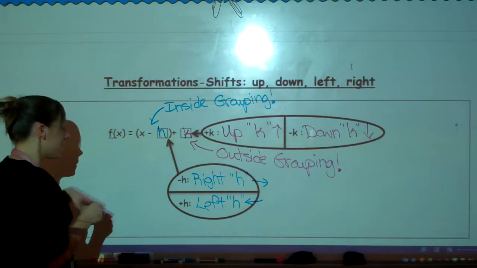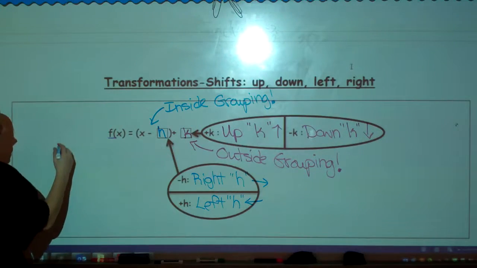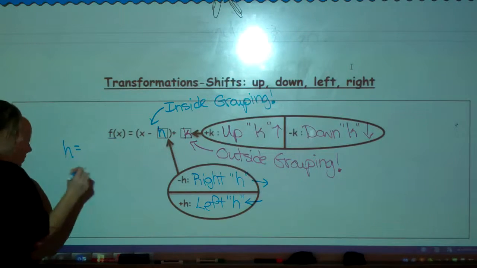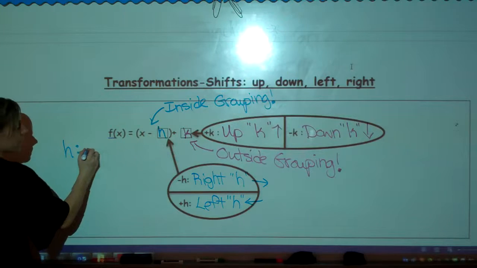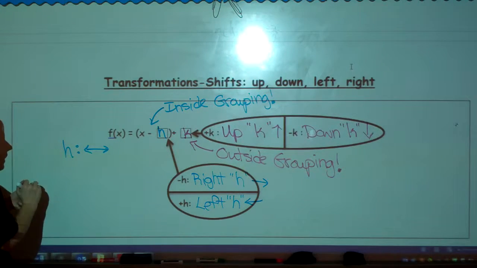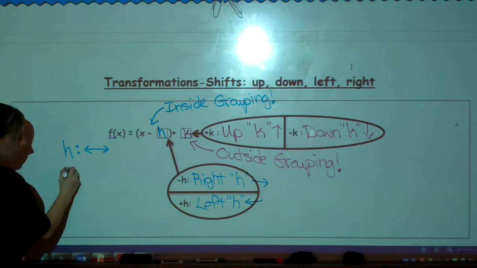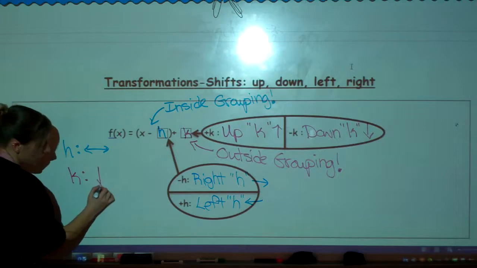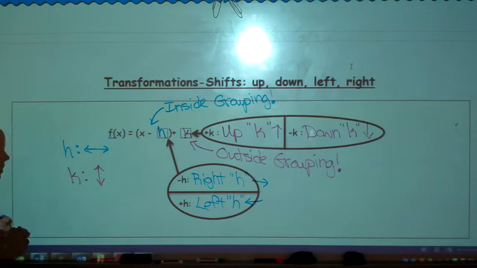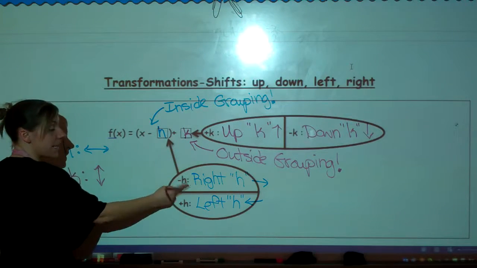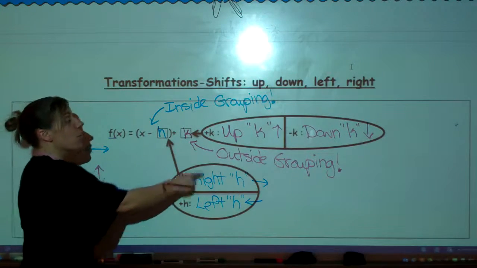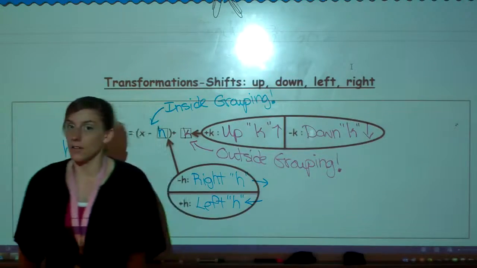All right, so H, and I'm just going to write this off to the side. The number for H is going to shift us left and right. And the number, whatever K is going to shift us up and down. Okay? So, and then you just have to keep track of what does negative mean and what does positive mean. Okay? Hold on.